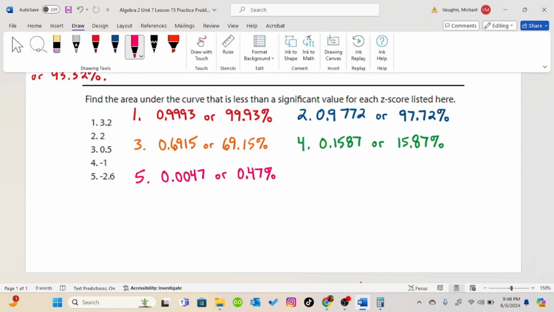If you have any questions about how to use a z-score table, please ask for further clarification now before we move on to our final lesson, Lesson 16.